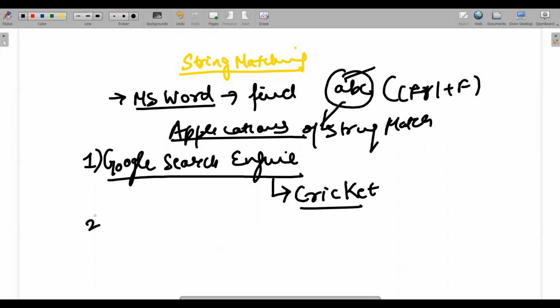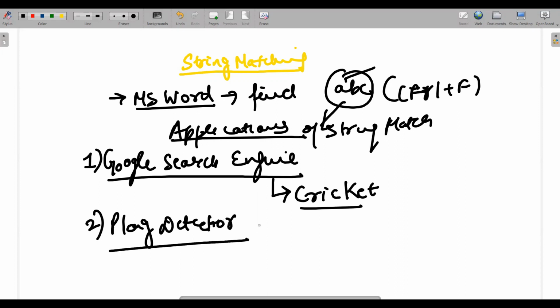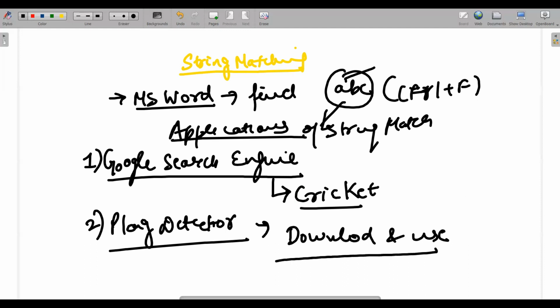Another example of the string matching algorithm is a plagiarism detector. It means people who are doing research papers, and if they download and use other papers' content, plagiarism software will detect that this type of article is used in this article. So you cannot directly use anybody's content.